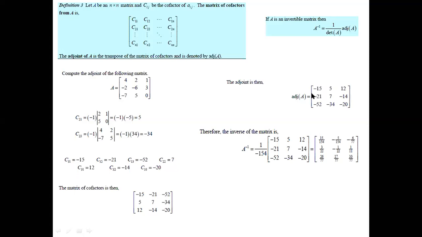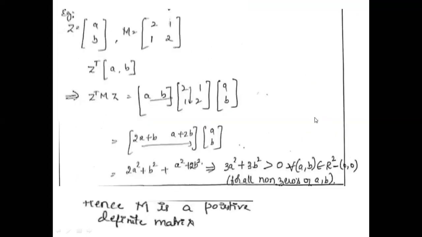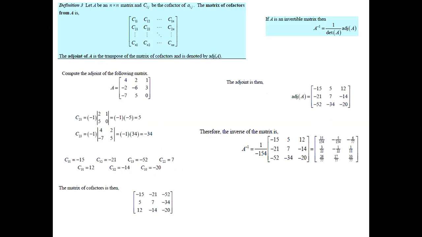Once you have the adjoint of A, the inverse of A is nothing but the adjoint of A divided by the determinant of A. A is given to us and we can find the determinant. Once I multiply the inverse of the determinant with the adjoint of A, I will get the inverse of A. That's how we find the inverse of A. This is one of the techniques. The reason I'm mentioning this technique is that we'll be using it to find the diagonal of the matrix. So let's see how we can find the diagonal for a matrix.